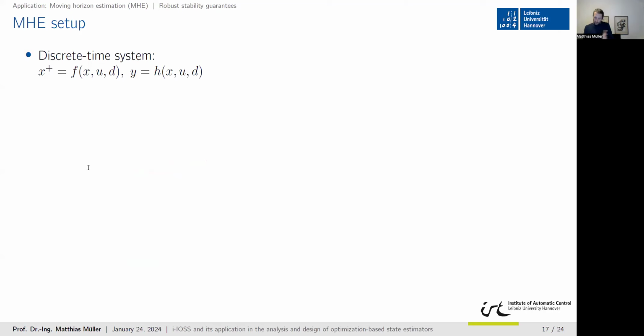For simplicity, in the remainder of the talk, I consider just discrete time systems instead of continuous time systems. You can also do it for continuous time, but it's just notation, and formalizing everything is more difficult, because anyways, you can only solve an optimization problem at discrete sampling instances. So that's why for simplicity, I directly consider discrete time systems.